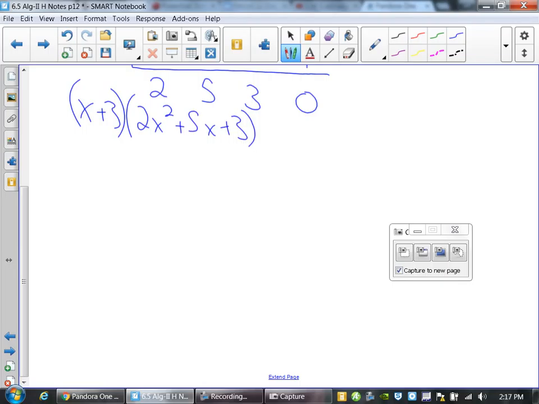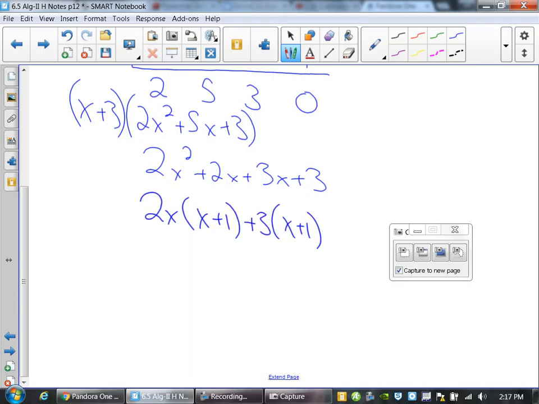What times what is 6, and you add together to get 5? 3 and 2. So you factor this trinomial by grouping. 2 times 3. And you factor that trinomial via grouping. Take your GCF. So you have 3 terms now: x plus 3 from what we already found, x plus 1, and 2x plus 3.